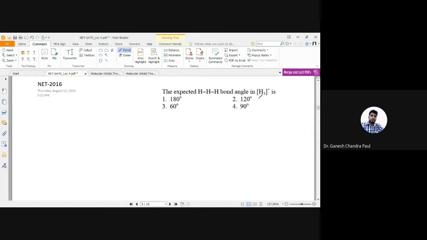So the next question is: what is the expected hydrogen bond angle in the H3 plus ion? This question is not at all easy. You just think before the answer. H3 plus ion.